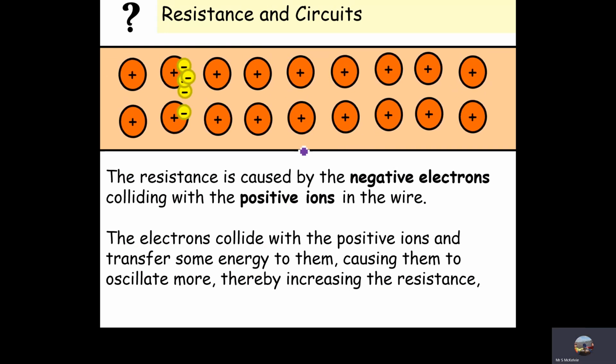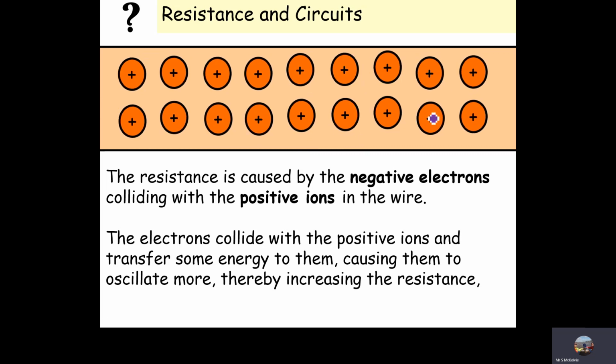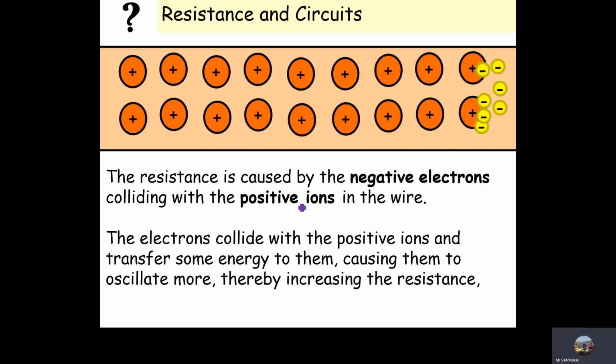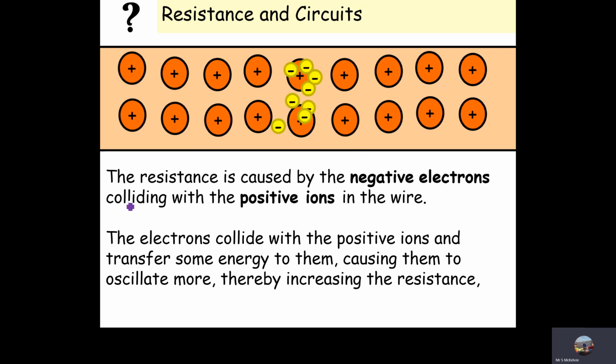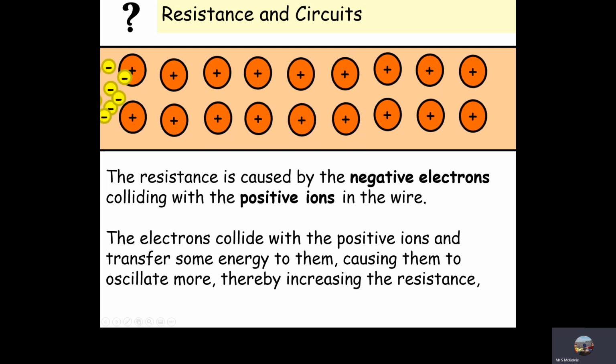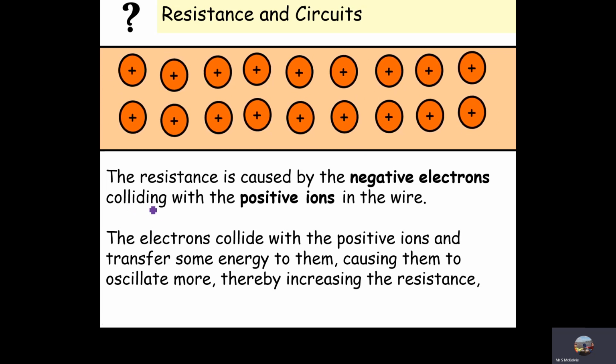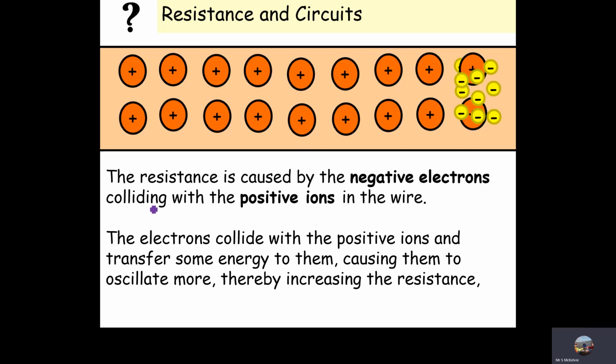All right, so we learned in our previous lessons that resistance is caused by negative electrons colliding with positive ions in the wire. And we saw that if we increase the push from the voltage, unless we have a fixed resistor, if we're using a filament lamp, then the resistance increases as well.